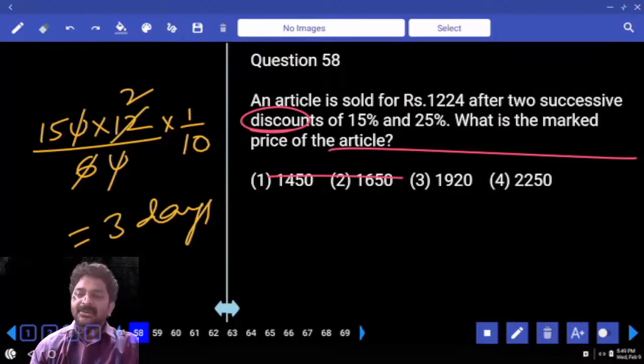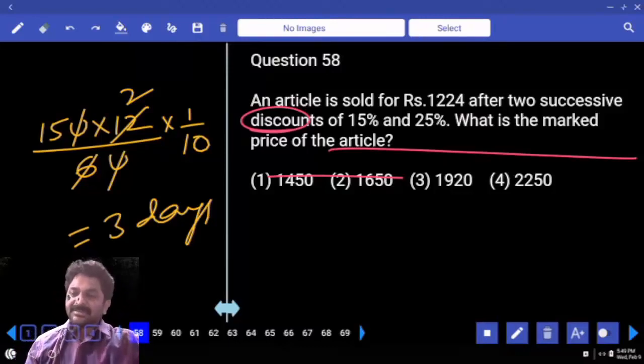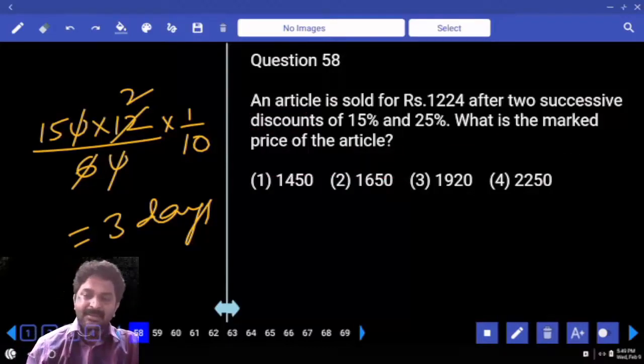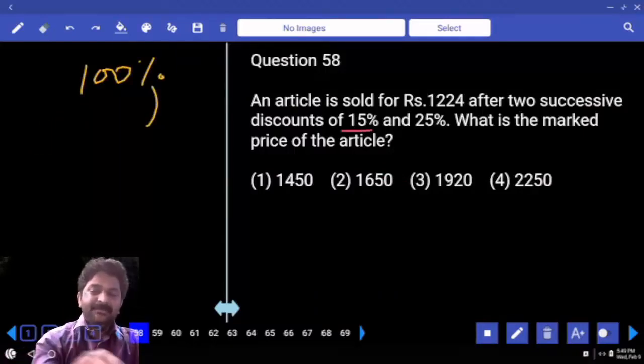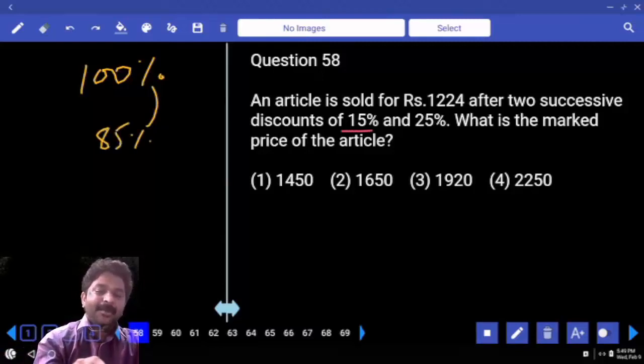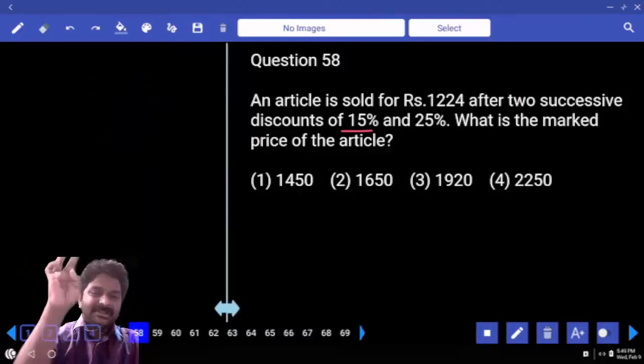An article was sold for 12.24 after 2 successive discounts of 15% and then 25%. What is the market price of the article? You can start with 100 onwards. If you give the first discount of 15%, it becomes 85. Upon this again you have to calculate 25%, which takes time. So I don't want to do this method.